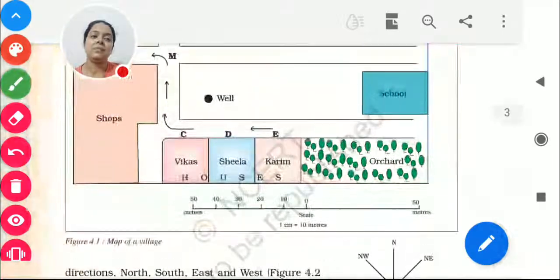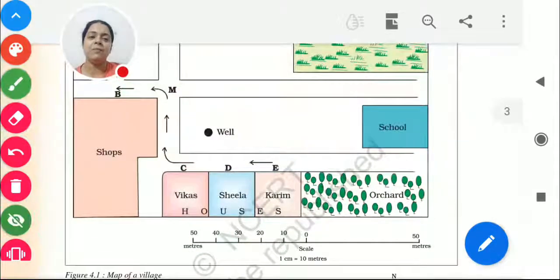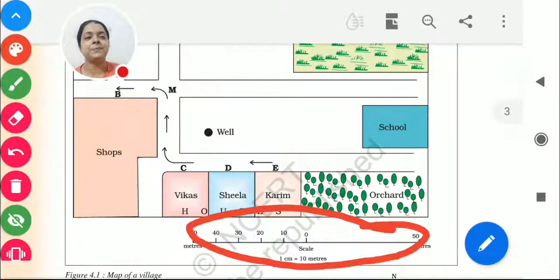Even you just see in this map also what is very important is given. You know the directions and the scale is given here. And what the scale shows is that 1 centimeter is equal to 10 meter. Means the distance between two places, if it is showing 1 centimeter, it is exactly 10 meter from one place.